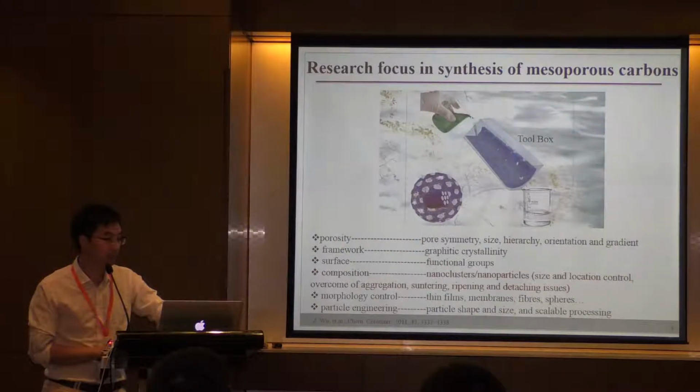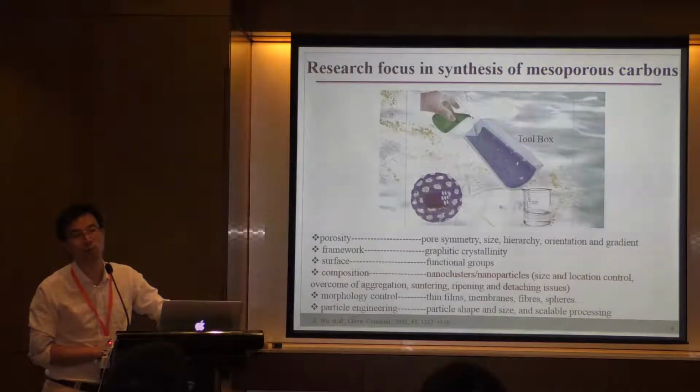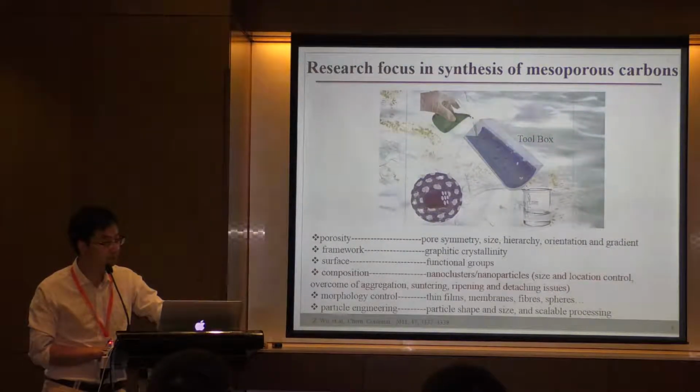And of course, the second one is to control the crystallinity of the carbon walls. Especially in electrochemistry, we would like to get higher crystallinity. And the surface, as I said, the carbon is inert, so people have done many nice works to introduce functional groups into the carbon surface, like graphene as well as carbon nanotube. Many functional groups can be introduced on the surface.